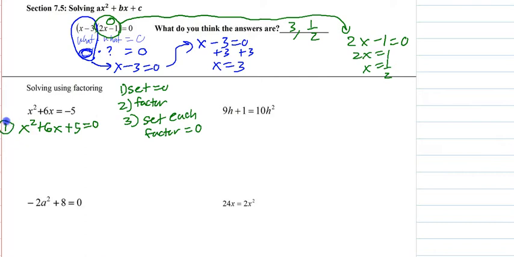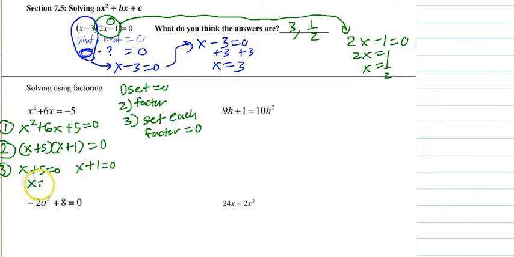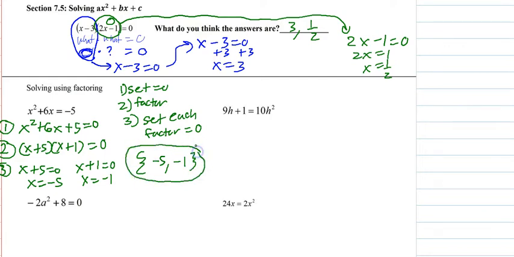So that's our first step, number 1. We set it equal to 0. Number 2, we factor it. So what two numbers when multiplied give you 5, when added give you 6? It's 5, and it's 1. And then step 3, set each factor equal to 0. So we get x equals -5, x equals -1, and then those are your answers: -5, -1. That's it. 3 steps every single time.